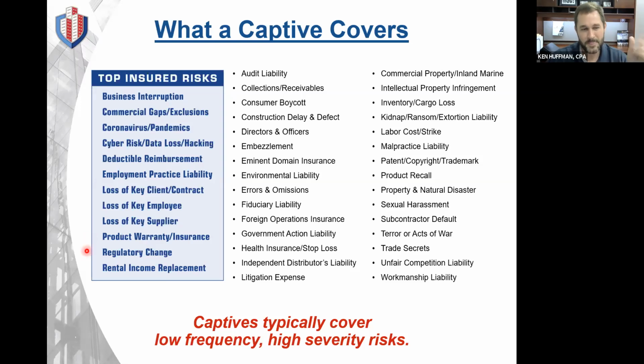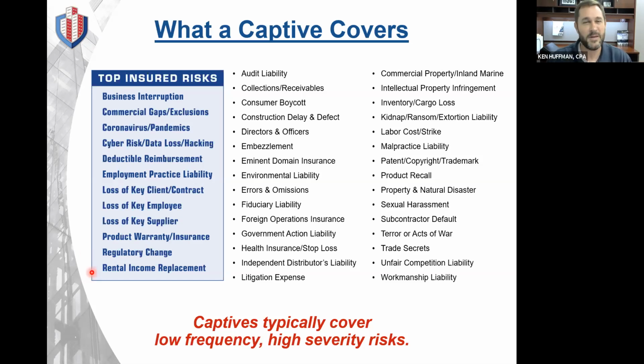Regulatory change. There's been all kinds of regulatory change recently, hasn't there, with COVID-19. So people have additional costs, right? PPP equipment. You have to cover that some way. Well, if you had an insurance policy, it would cover all those additional costs.